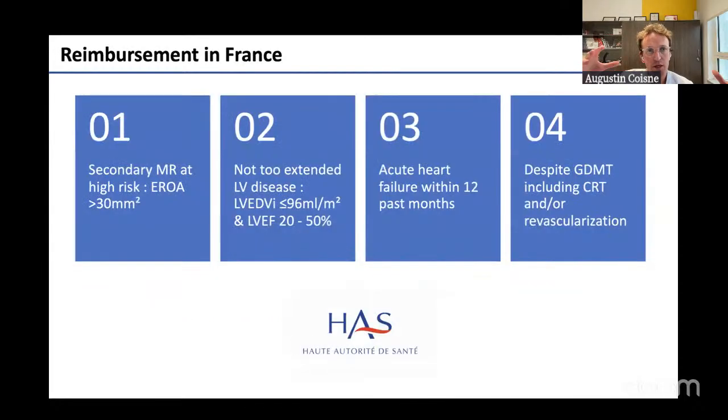This is why, when we speak about treating these patients in France so far, we are allowed to propose a TEER repair only if we have patients like the COAPT criteria, not like Mitra-FR criteria, meaning patients with a secondary MR at high risk, ERA more than 30 millimeter square, with not too extended LV disease, LV end-systolic volume index lower or equal to 96 milliliters per meter square, patients with heart failure hospitalization within the past 12 months despite guideline medical treatment, and CRT and/or revascularization.